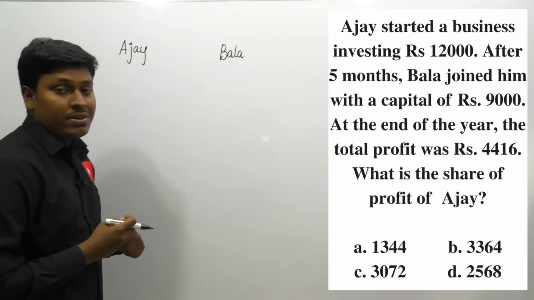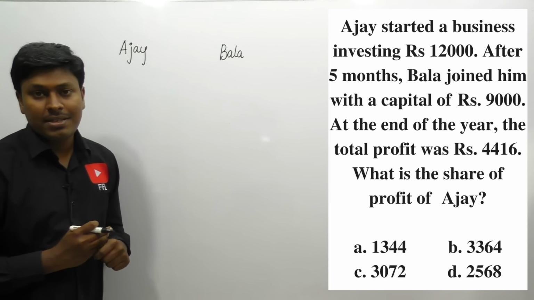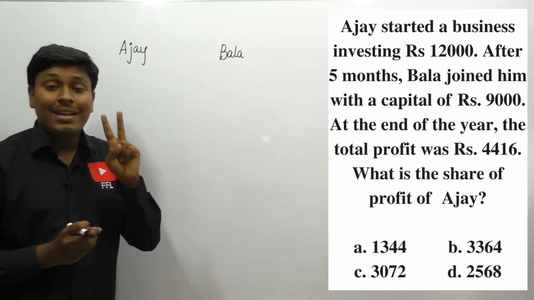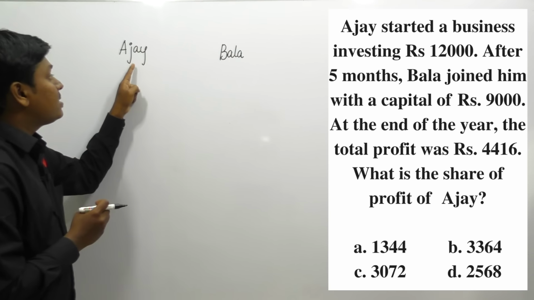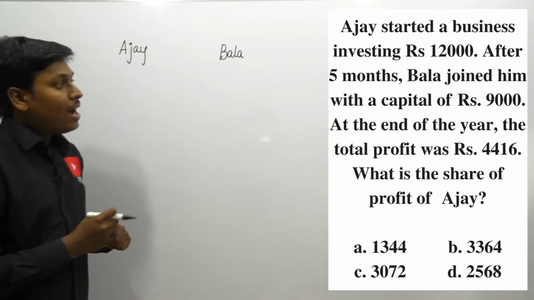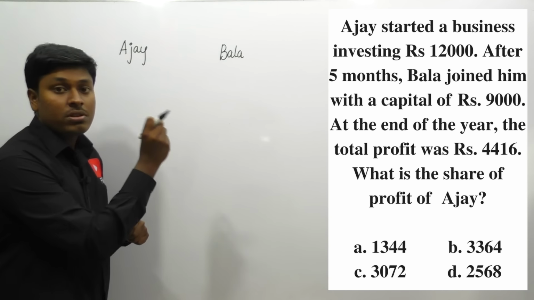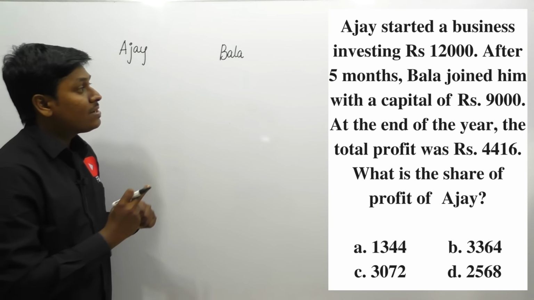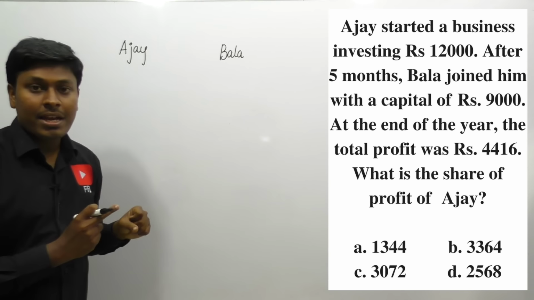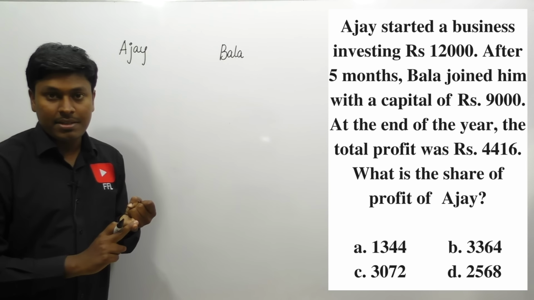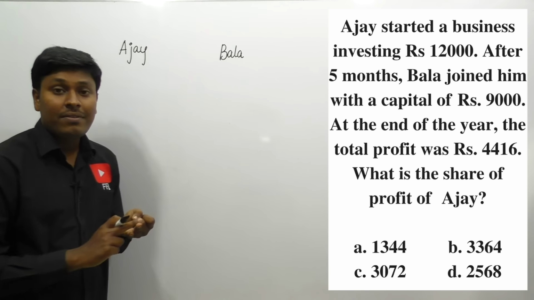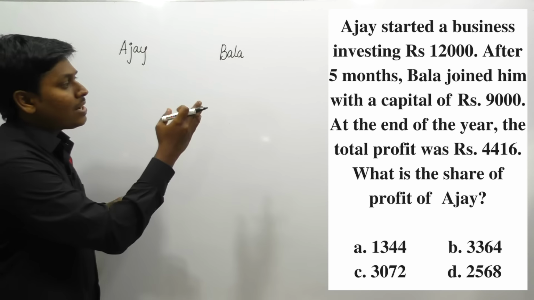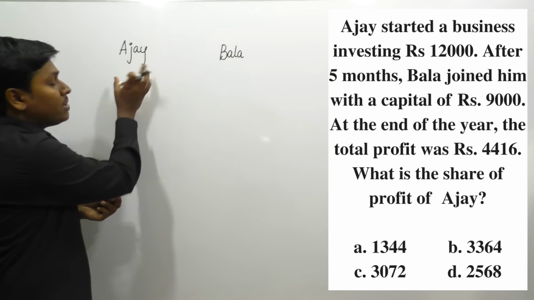So friends, our target is to find from the profit what is the share for the person Ajay, right? After reading the complete question, we can surely say that there are 2 persons in the business. The first person is Ajay and the second person is Bala, and the profit given, rupees 4,416, is for 1 year. That is also important, right? So after reading the question, our target is to find how many persons are there in the business, and second, whether the profit given is for 1 year, 2 years, or more. And the third thing, to find the share from the profit for the person Ajay.